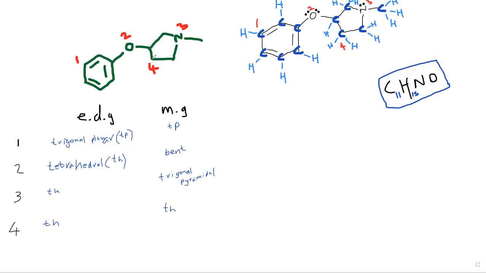So the bottom line is whenever you are given line structures and asked to find molecular geometries or electron domain geometries around these atoms, you need to draw the Lewis structure before you determine these geometries. Okay, I hope this video helped you.